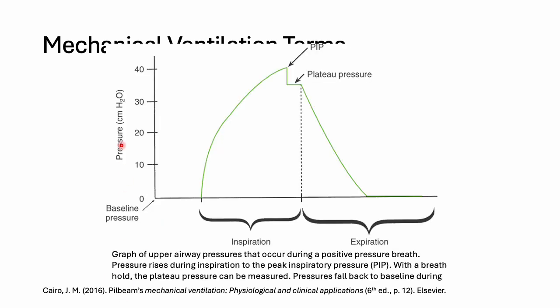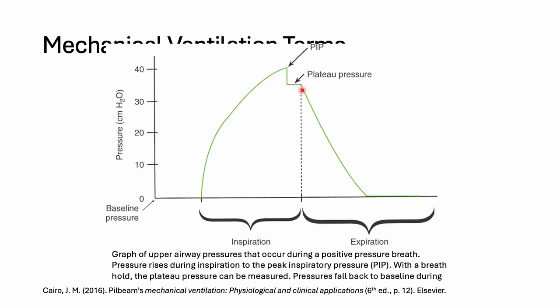So graphically, if you look at this, the y-axis is pressure expressed in centimeters water, and the x-axis, the horizontal axis, is time. When a positive pressure breath is initiated or pushed into a person's lungs, the pressure rises during inhalation to the point of the highest pressure. At this point, if we don't allow the person to exhale, we put a breath hold. Then we notice that something happens. The pressure rises during inhalation to PIP.